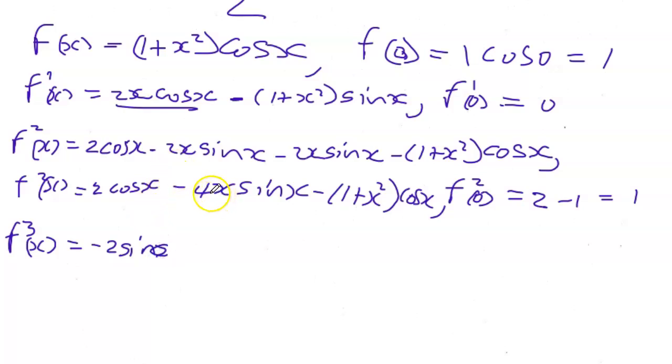Alright, differentiate negative 4x sin x by applying the product rule. So differentiate negative 4x, we get negative 4. We'll leave the sin x alone. Differentiate sin x, we get cos x. So it's cos x times minus 4x, so it's minus 4x cos x.